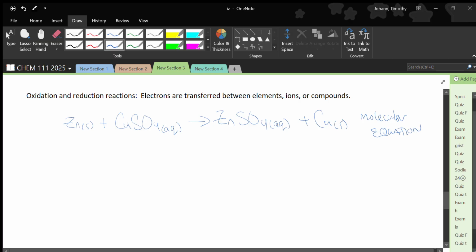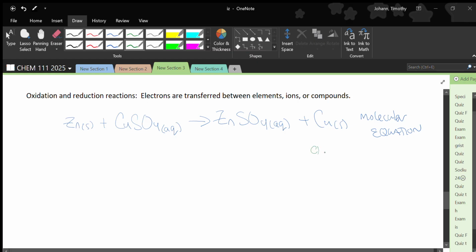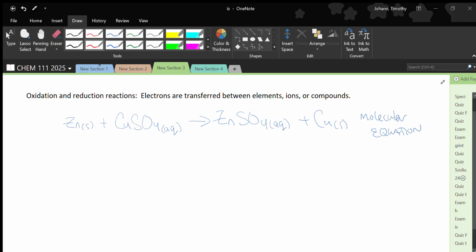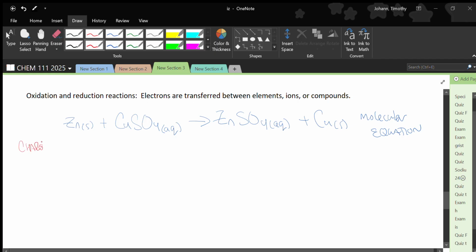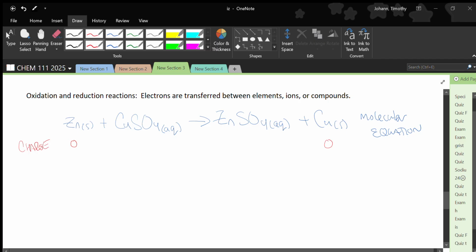All right, whenever you see a solid metal, what that tells you is the oxidation state, so that tells you the charge. Let's look at the charges. Let me put it over like it's a table. The charge on that metal is 0. Whenever you see a solid metal, it's 0, okay? The charge on the metal ions in this is 0. So this copper is also 0.